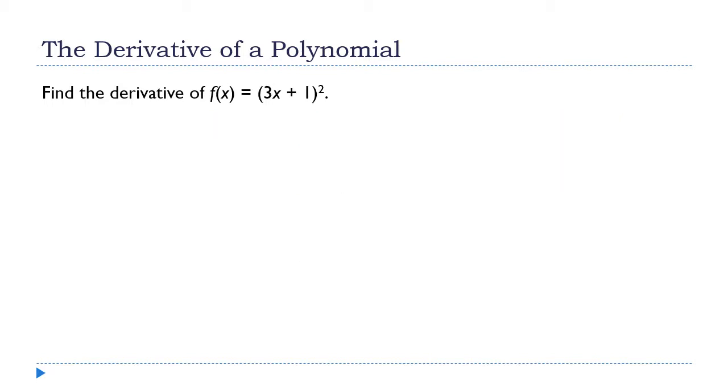All right, so how about this thing? Now here we have to be careful. This is a bad time to start trying to be creative. We know how to find the derivative of a polynomial, and that's awesome, but this is not a polynomial. A polynomial is x to a power, not 3x plus 1 to a power. But I can still do this. I'm just going to have to multiply it out first.